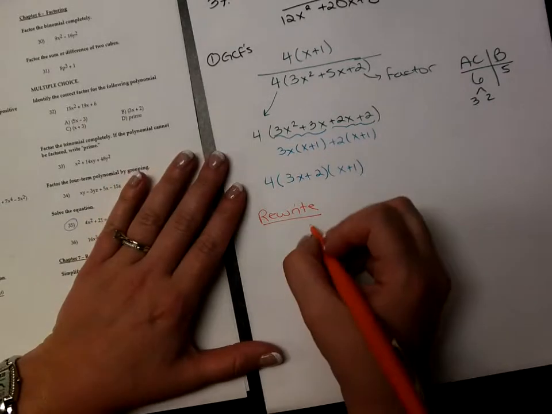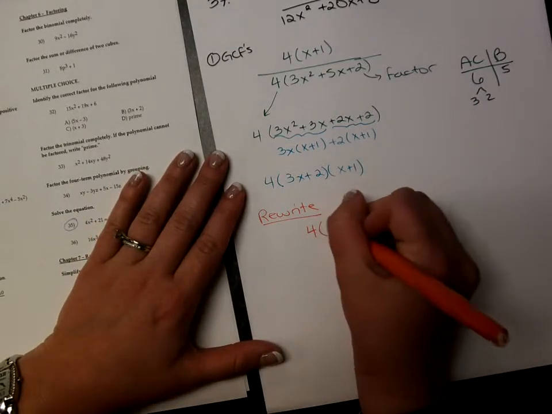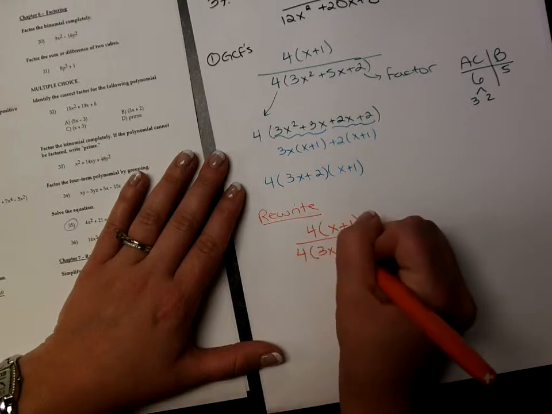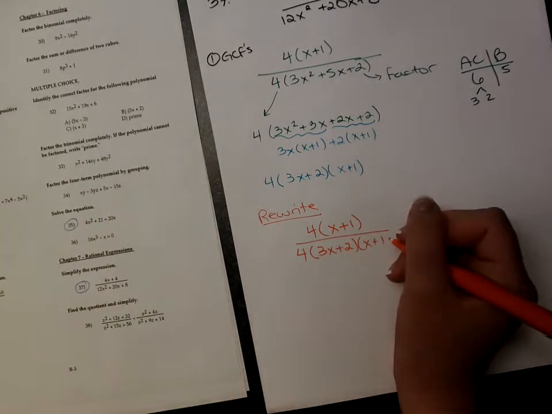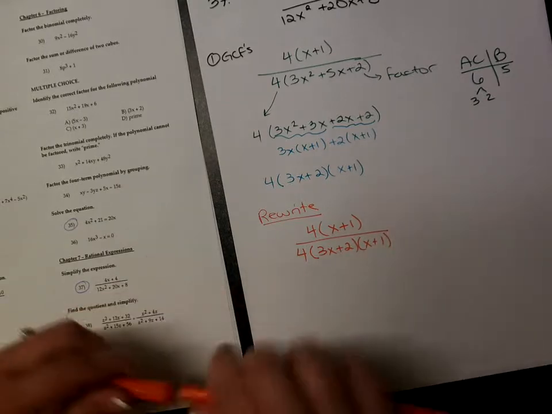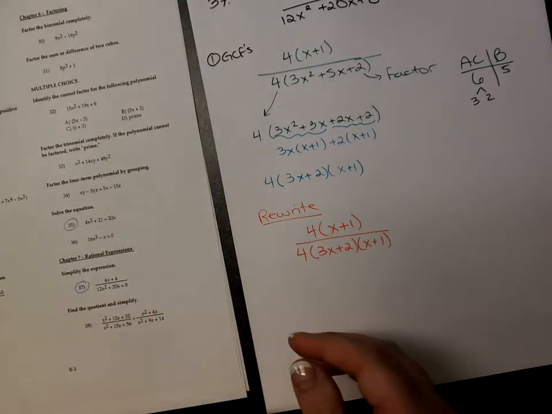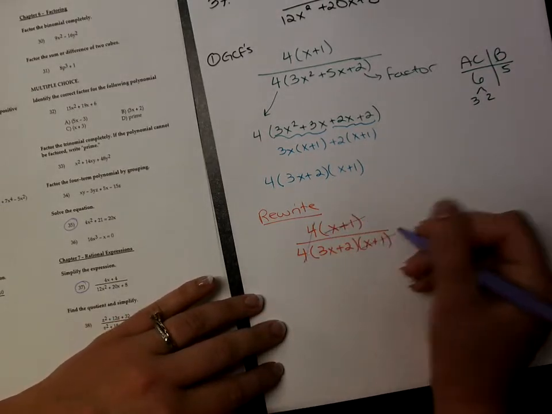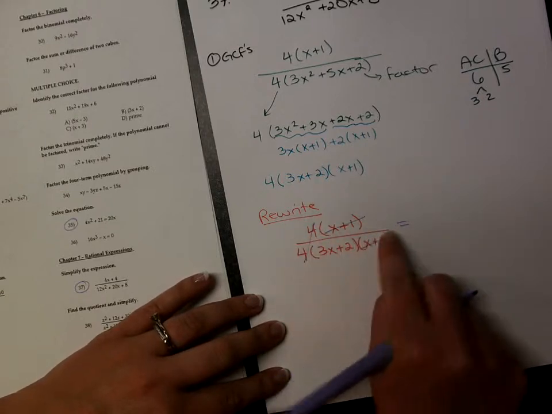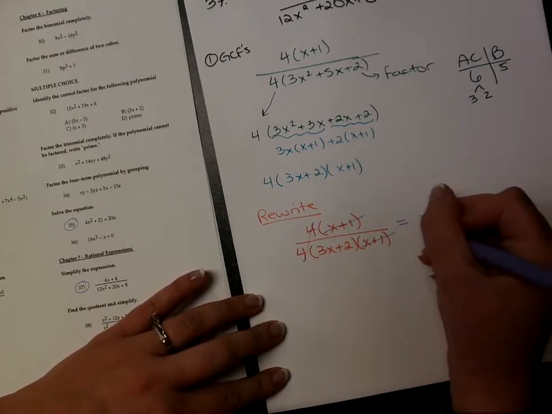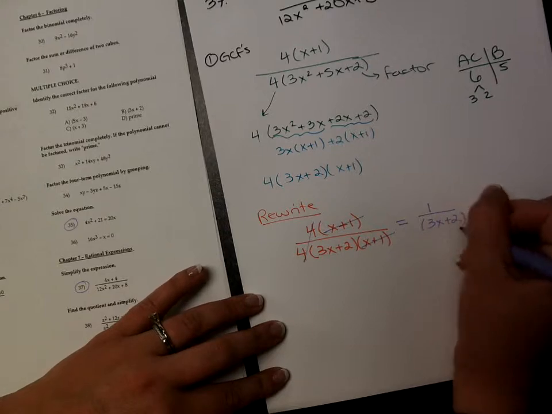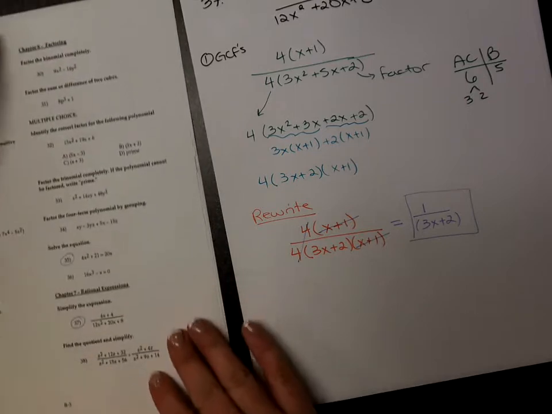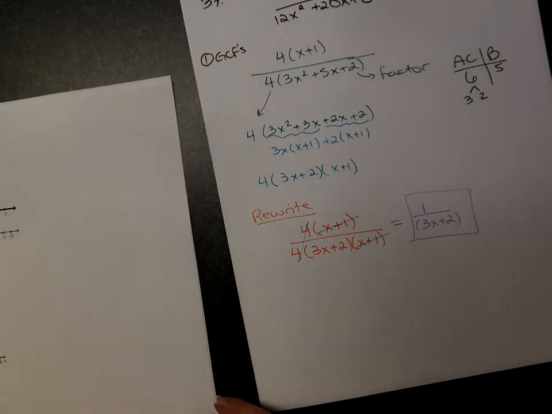What you have on top is 4 times x plus 1. What you have on the bottom is 4 times 3x plus 2 times x plus 1. My favorite part is the canceling. You get to cross out stuff that matches. The 4's cancel. The x plus 1's cancel. There's nothing left on top, so we put a 1. The only thing left on the bottom is 3x plus 2. So that is your final answer. And I think those are the 4 or 5 you asked for.